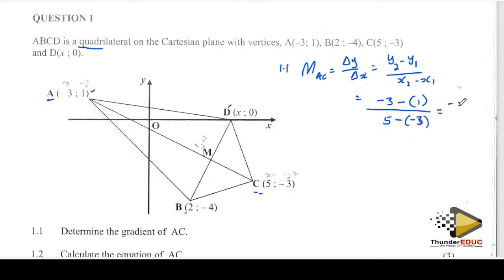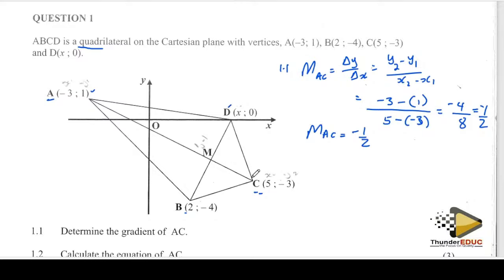Okay, so that's gonna give me a -4 over, this is gonna be 8, because negative is gonna be a plus. So which means my answer becomes 1/2, but negative. So they're saying the gradient of AC is -1/2.